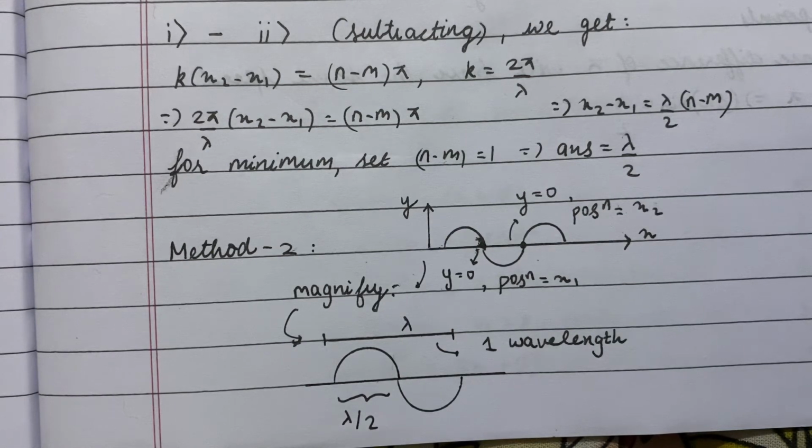Now, for minimum, we'll set n − m equal to 1. And hence, our answer will be equal to λ/2. And that will be option C.